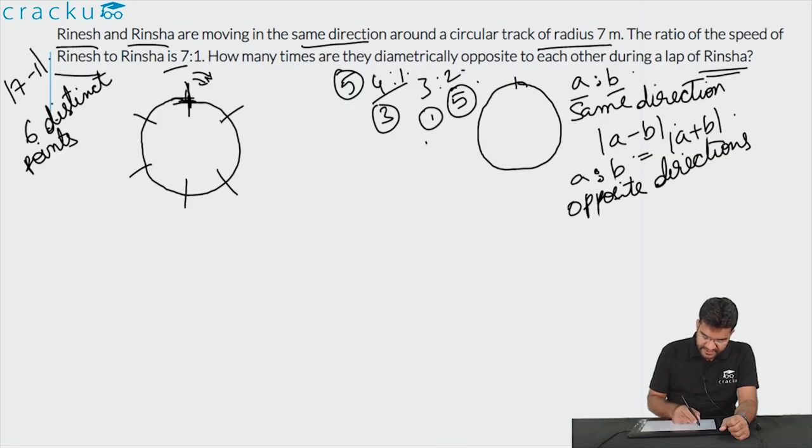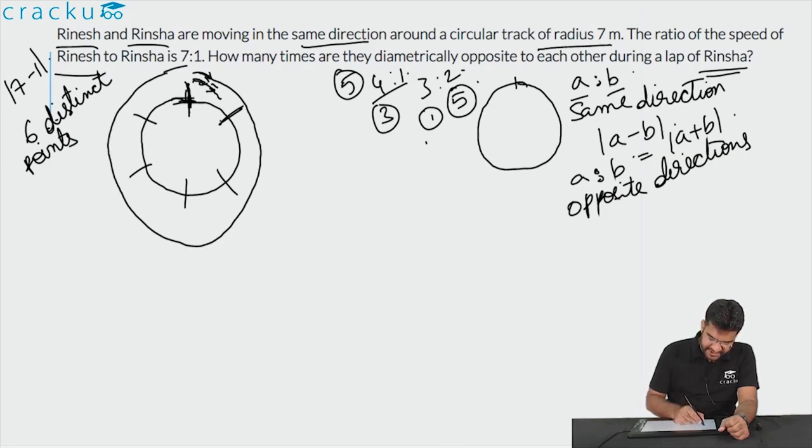Now both of them will start here, and by the time Rinsha moves from the first point to the second point, Rinesh is going to complete an entire circle and come here. They'll meet each other at the same time at the second spot. But during this journey, there will come a point when Rinsha will be somewhere over here and Rinesh will be diametrically opposite her. So this will be the first point at which both of them will be diametrically opposite each other.